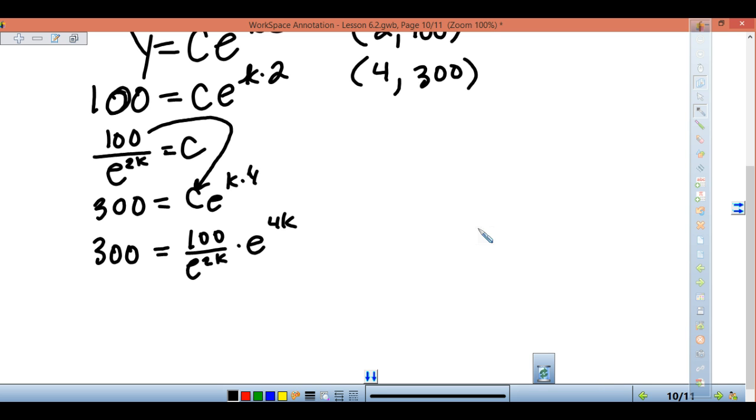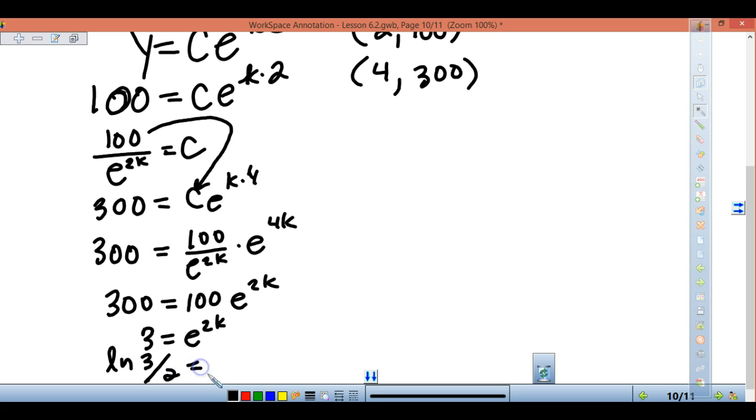This actually simplifies pretty easily. I'm going to leave the 100 here for right now. If I have e to the 4k divided by e to the 2k and I subtract exponents, 4k minus 2k is 2k. Now to solve for k, I divide both sides by 100, so 300 divided by 100 is 3. Then to get k by itself, I need to natural log both sides and divide by 2. So that's what k is equal to.